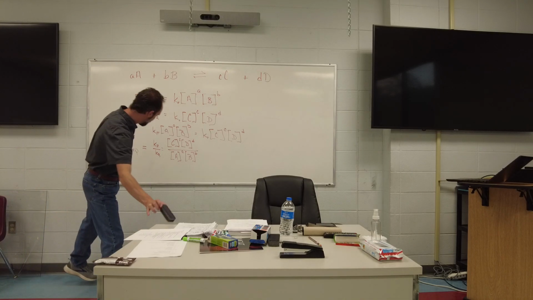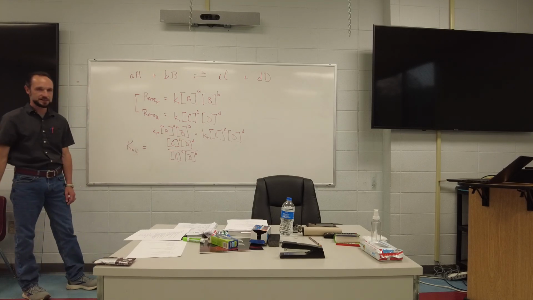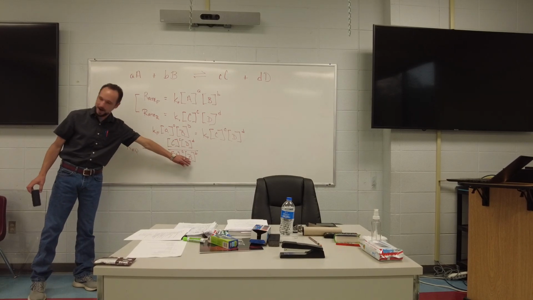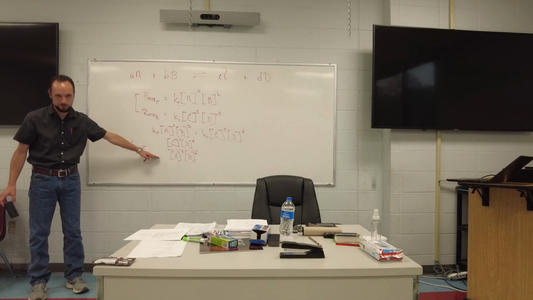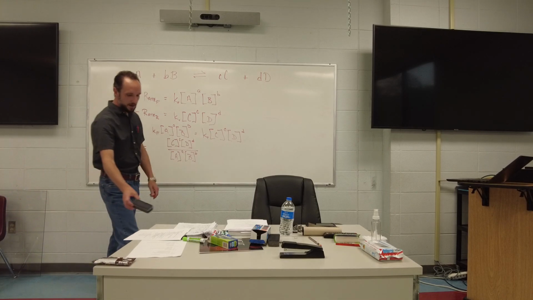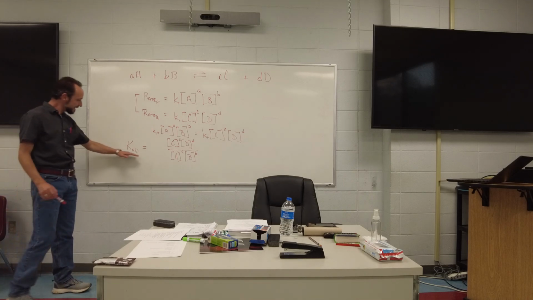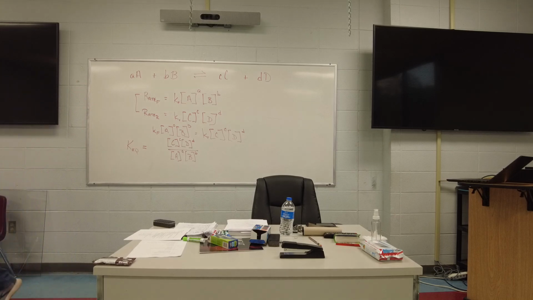Because you never see it written as this ratio, you just simply see that. These are the products of the forward reaction, these are the reactants of the forward reaction, because it's expressed forward to reverse. So it's products over reactants when dealing with the forward. That is the equilibrium constant. Now, KEQ is a generic term.